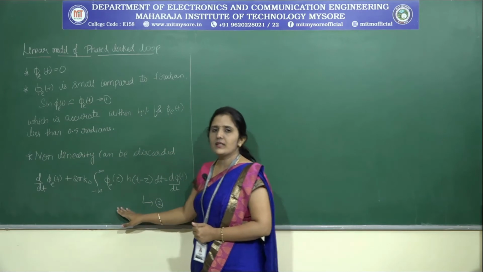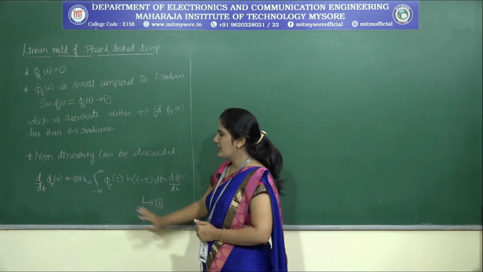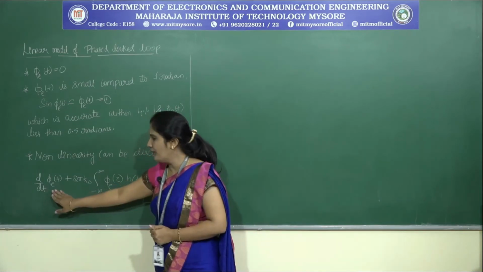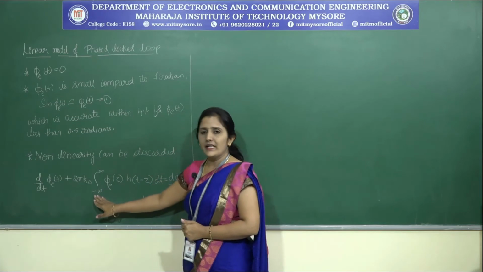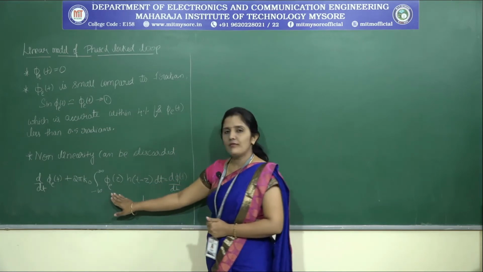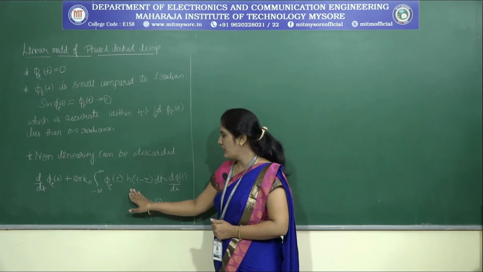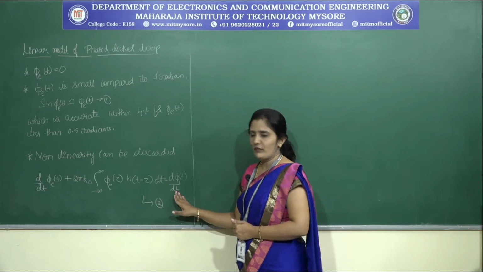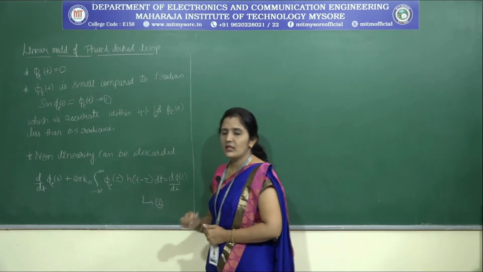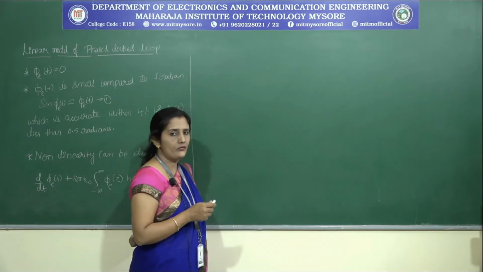Now we have seen this equation in the non-linear model of the phase lock loop. Let us consider this equation: differentiation of phi e of t plus 2 pi k naught, integrating from minus infinity to infinity, phi e of tau into h of t minus tau d tau, is equal to differentiation of phi 1 of t. Here h of t is nothing but the impulse response of the loop. How do we write the linear model of the PLL?